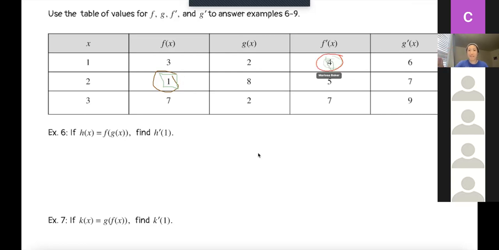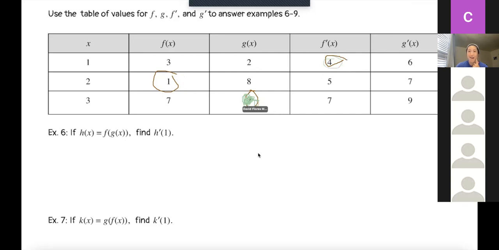Yeah, f prime of 1 is 4. I don't know what the function is, but I know at the point 1, the slope is 4. What about g of 3? Feels like a bingo game now, right? Find g of 3. Put a little piece of paper on your bingo square. There we go. Okay, and let's go one more.